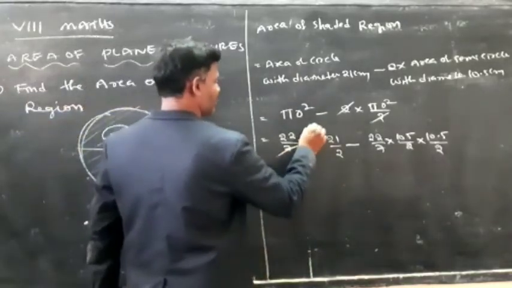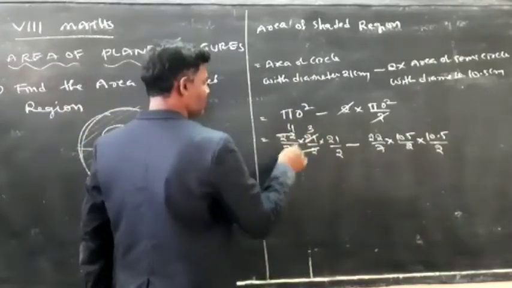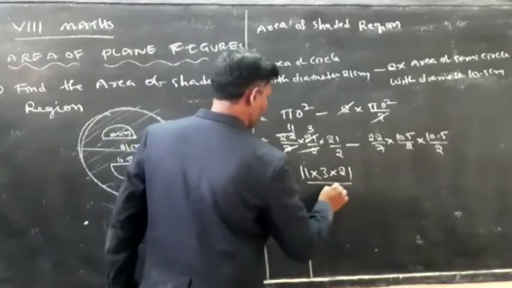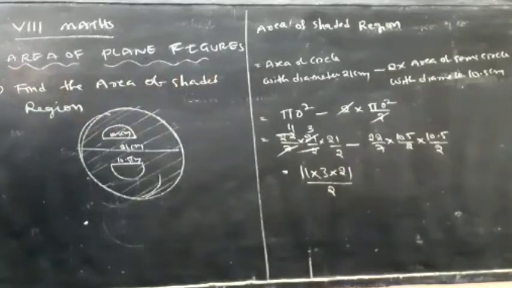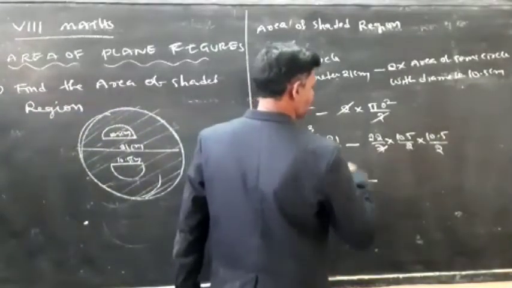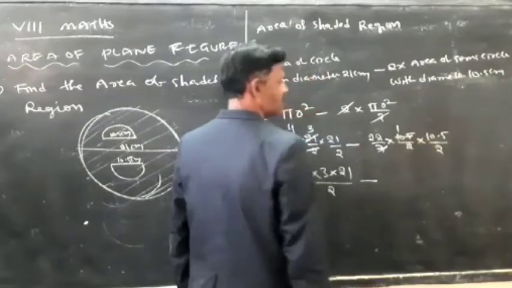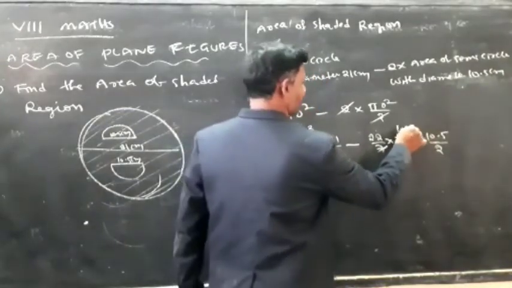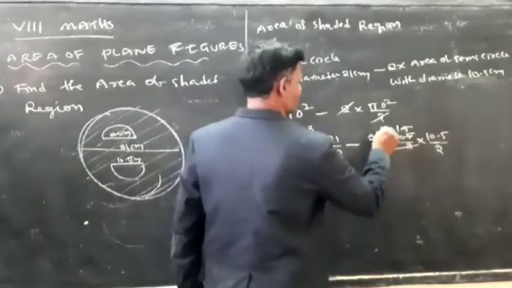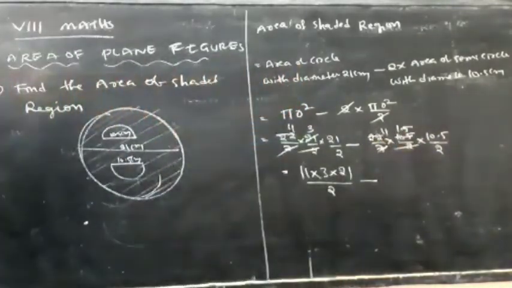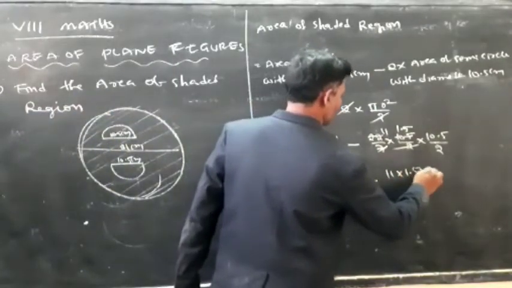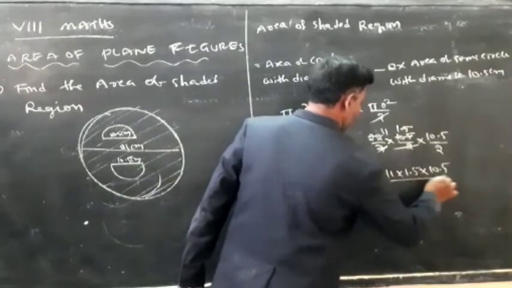Then 7 ones are 7, 7 threes are 21, 2 ones are 2, 2 11s are 22, is equal to 11 into 3 into 21 by 2 minus, any calculations? 7 ones are 7, remaining 3, 7 5s are 35. It is nothing but 1.5. 2 ones are 2, 2 11s are 22. Here what is the remaining? 11 into 1.5 into 10.5 by 2.